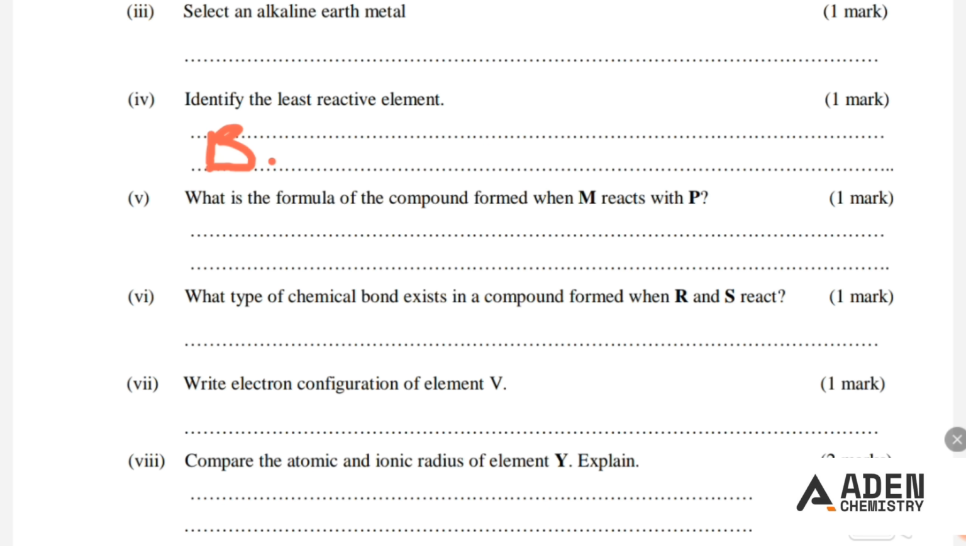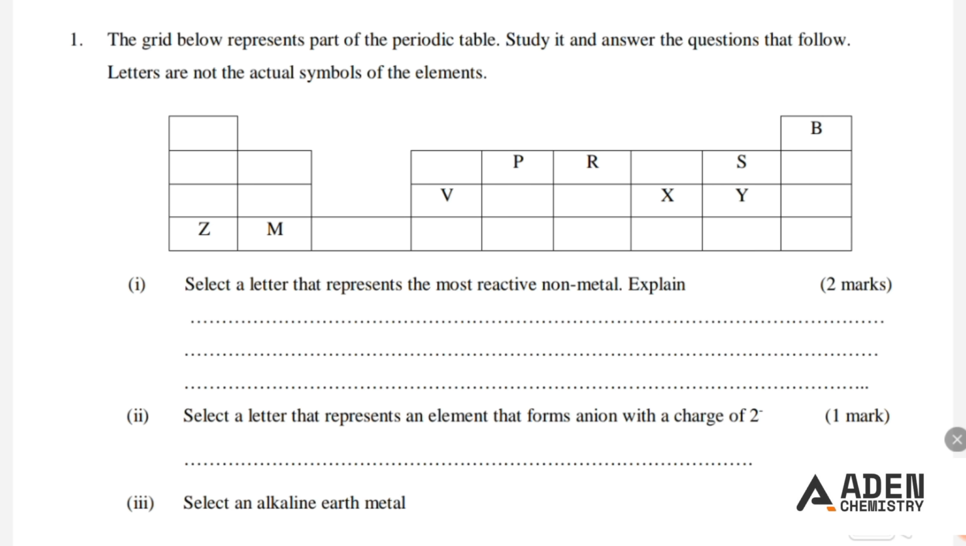Then Roman 5, we are told: what is the formula of the compound formed when M reacts with B? So what is M, then what is B? That's what we are going to start with. When we check, M is calcium. Then B is carbon. So when calcium reacts with carbon, what we are going to get is calcium carbide.